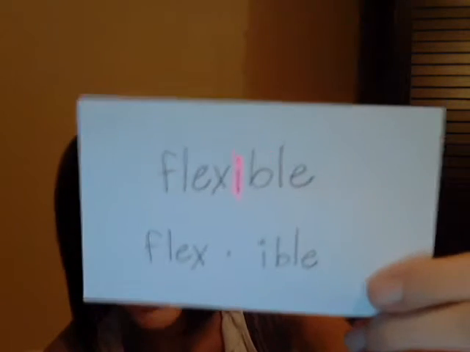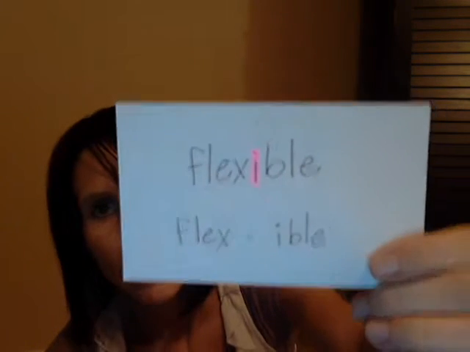Now for me, flexible, I put an A instead of an I, so I highlight that so that as I practice this word throughout the rest of the unit, that will remind me, oh, be aware, that's where you made your mistake last time, and it will help me to remember to not make the same mistake again.